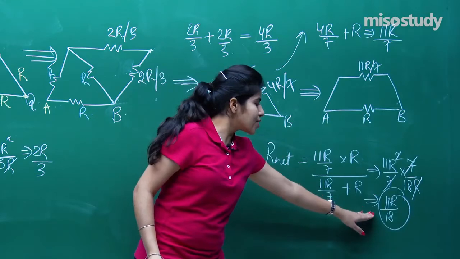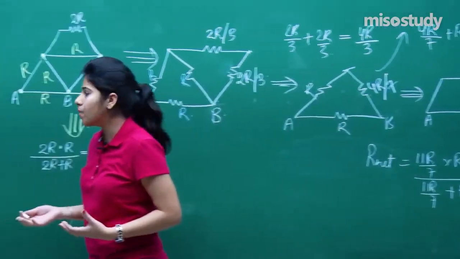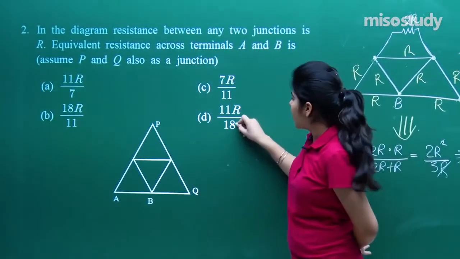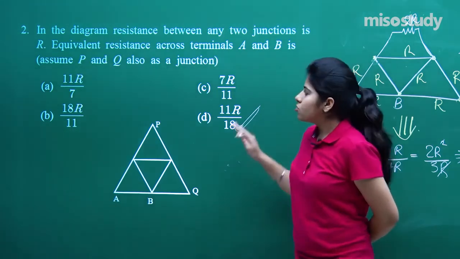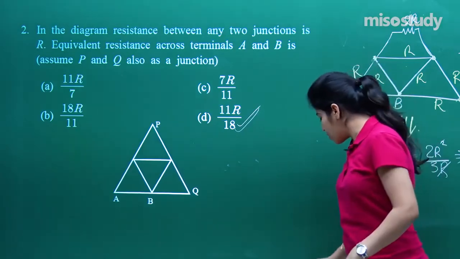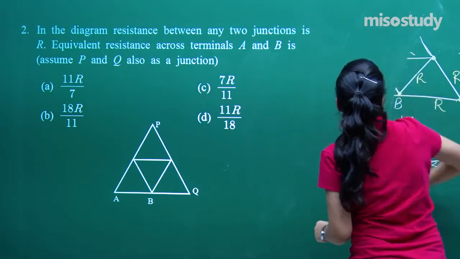So our answer has come out to be 11R by 18, and now we have to check in the options available. I can see that option number D has been given as the similar option that we have found out. So this must be the correct option for the question. We will now move towards the next question, question number 3.